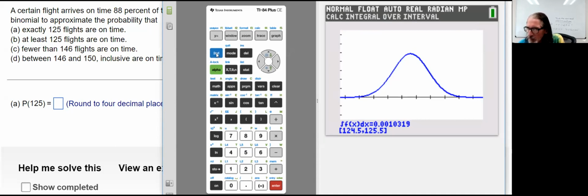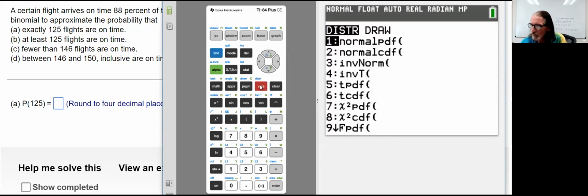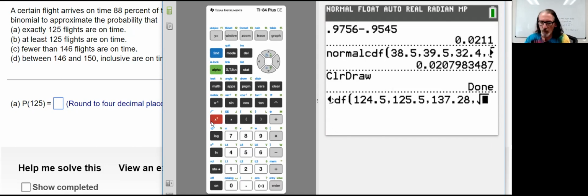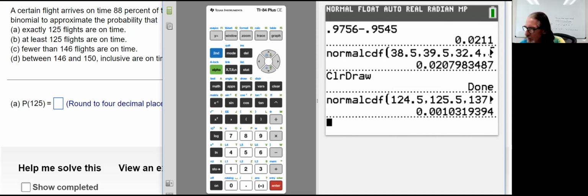So let's go over to normal CDF. From 124.5 to 125.5 with that mean of 137.28 and the standard deviation of 16.4736. To 4 places, that's going to round to 0.0010.